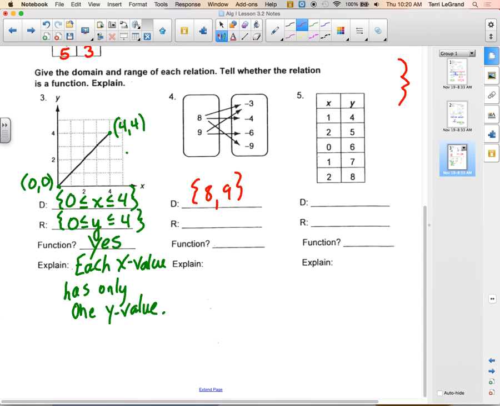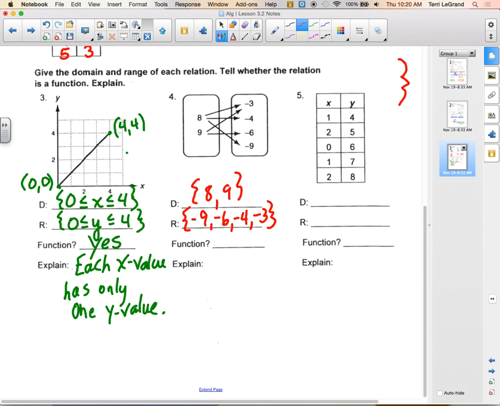Okay, what's the range for this one? -9, -6, -4, -3, showing them in ascending numerical order. That last one's pretty good. That is a pretty nice one, isn't it?